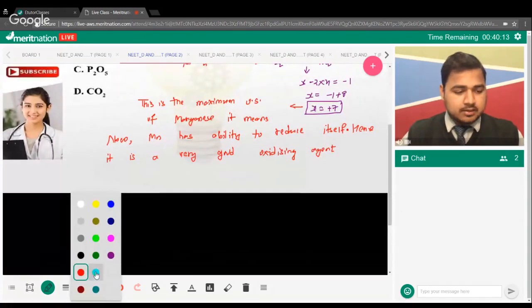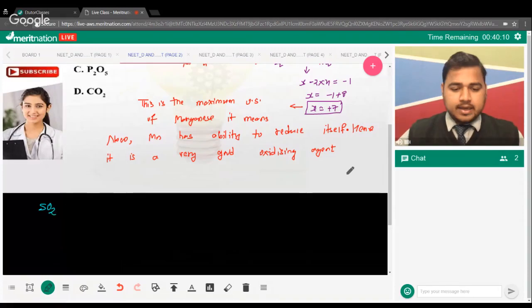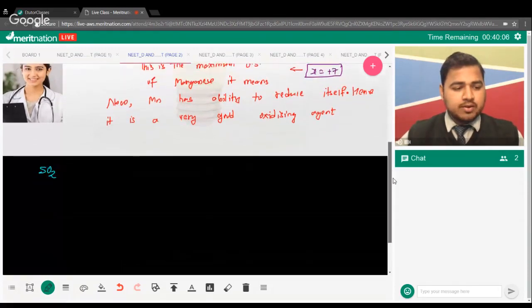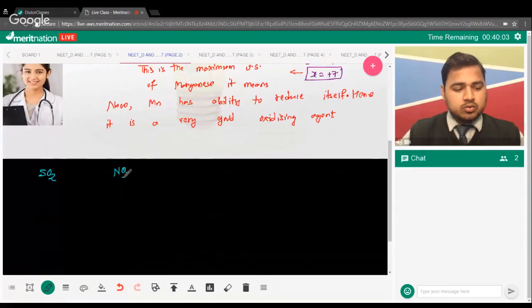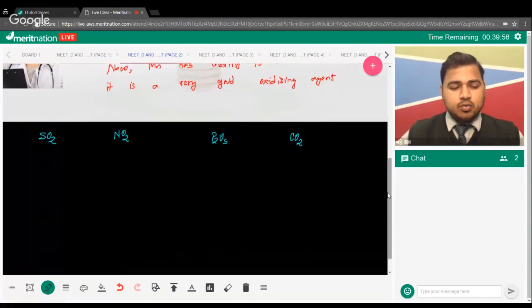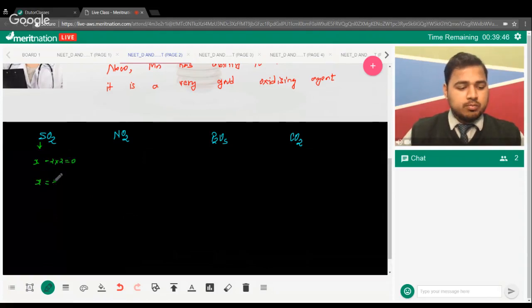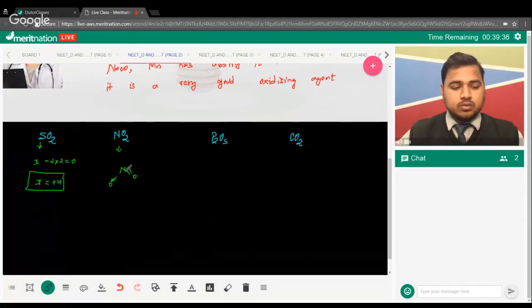A is SO2. B is NO2, C is P2O5, and D is CO2. In NO2, the oxidation state is X minus 2 into 2 equal to 0, so X equals +4. If you identify its structure, there will be a coordinate bond. So its oxidation state is plus 4. It means nitrogen does not have the ability to form the maximum bond, so it is not going to oxidize.